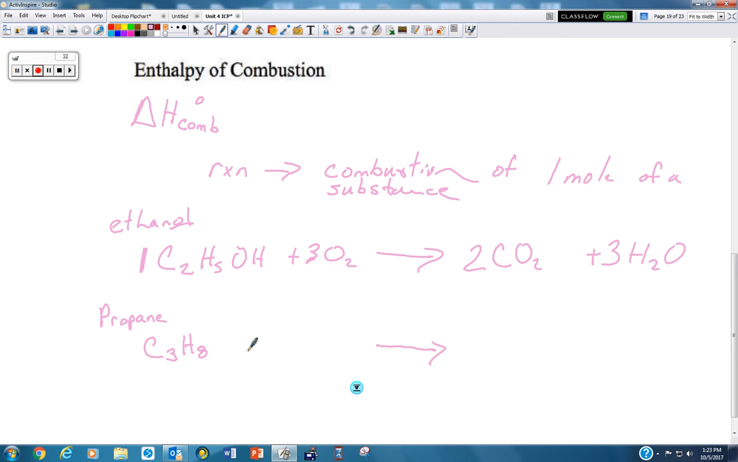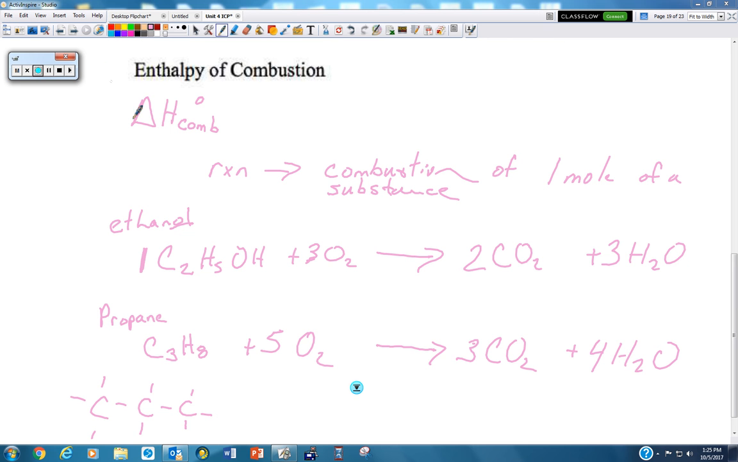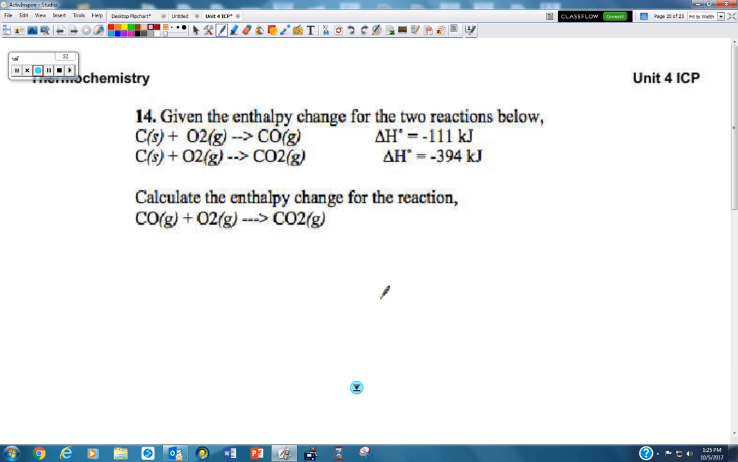And all I'm really asking you to do is just write the equation and balance it. All right. So now we are ready to do the flippy thing.